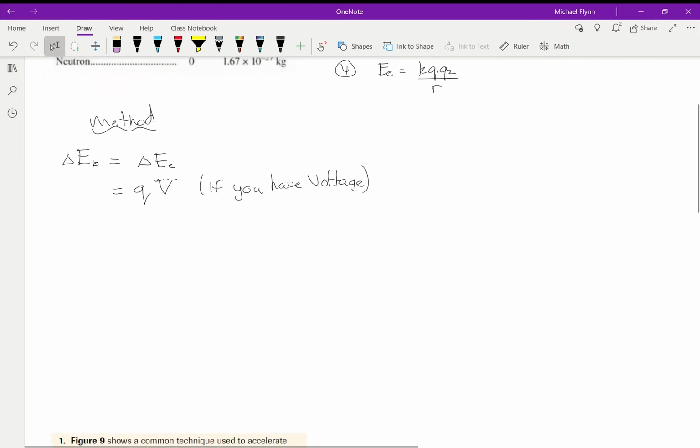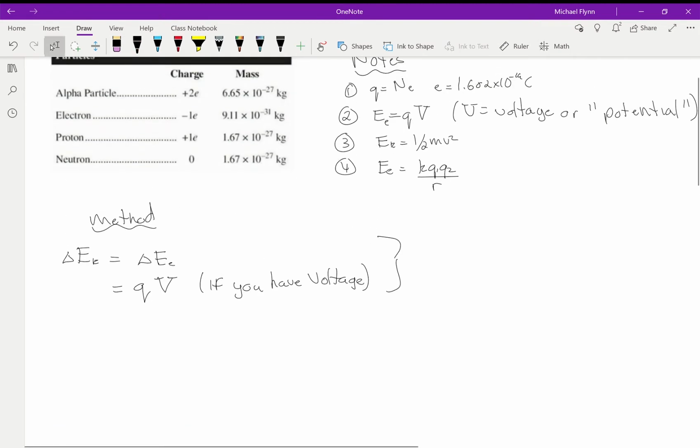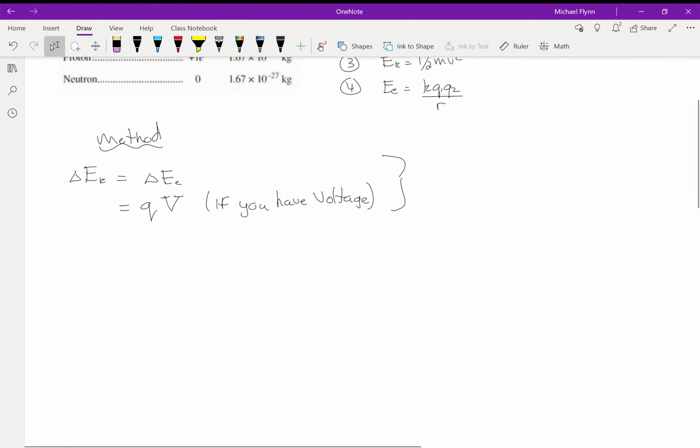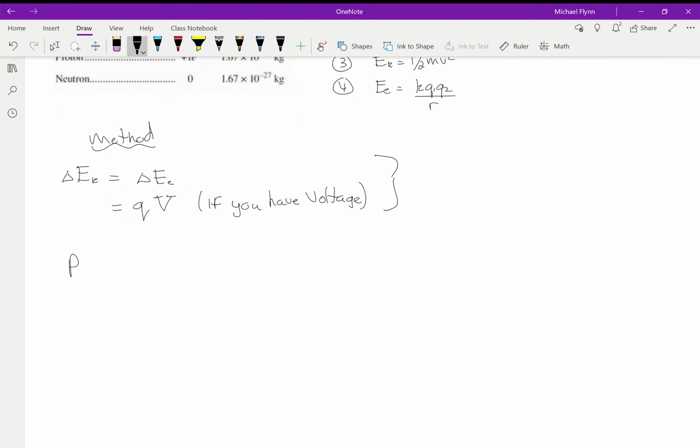Okay, so basically that's the lesson right there. In a nutshell, that's it. That's all you have to do. You're going to use the equation for kinetic energy, of course, but that's basically it. Now I'm going to give you a couple of examples. We're going to start with point charges. Point charges are like electrons, protons, and so on, alpha particles.